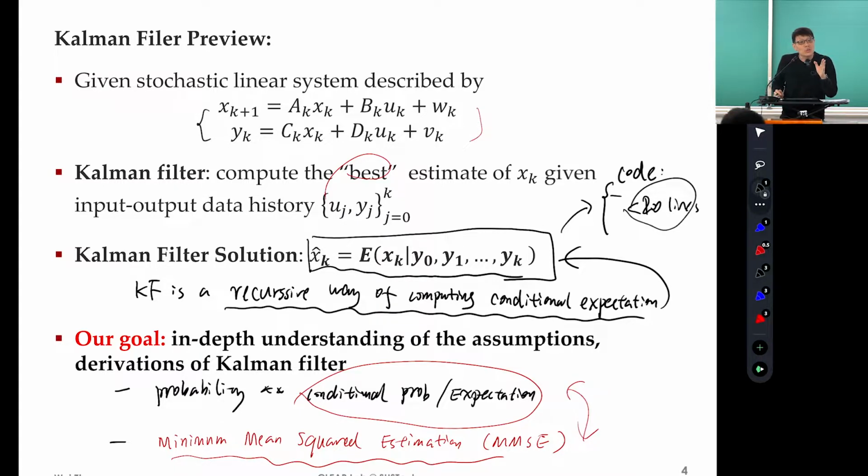If all you can do is read this, s_{k+1} equals a s_k plus b u_k plus w_k, if all you can do is just read, that means you didn't understand. You just memorized it. You have to be able to speak out the meaning of the equations.